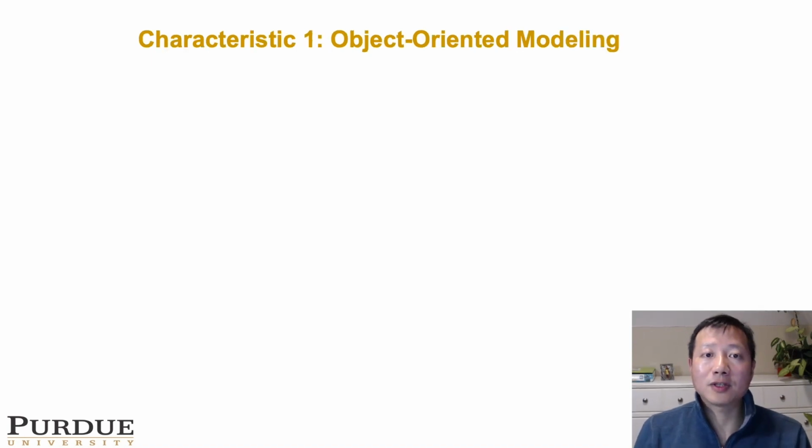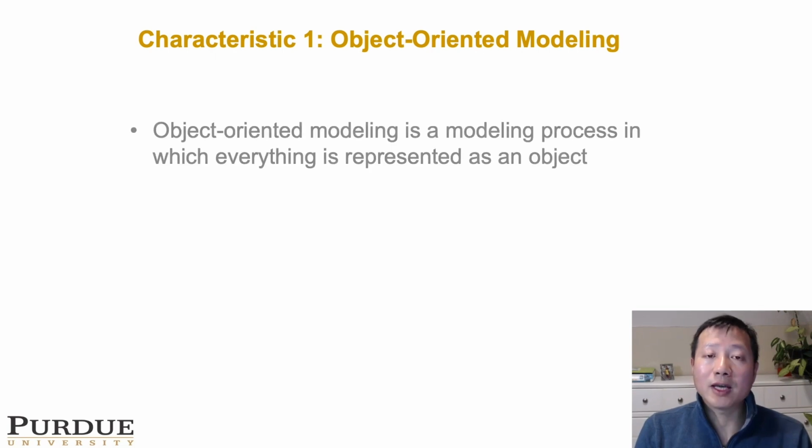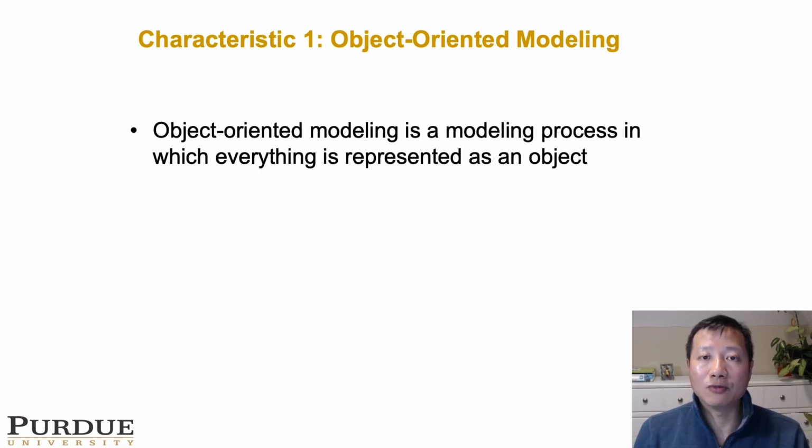So the first characteristic, right? Object-oriented modeling. We said in BIM, everything is viewed as an object. So it becomes very natural that we would like to take an object-oriented modeling approach to model everything as an object. Here we define object-oriented modeling as a modeling process in which everything is represented as an object.